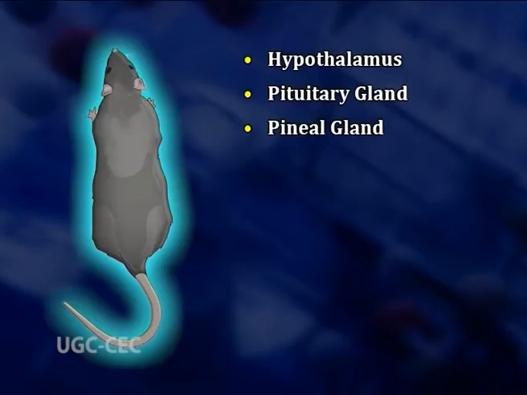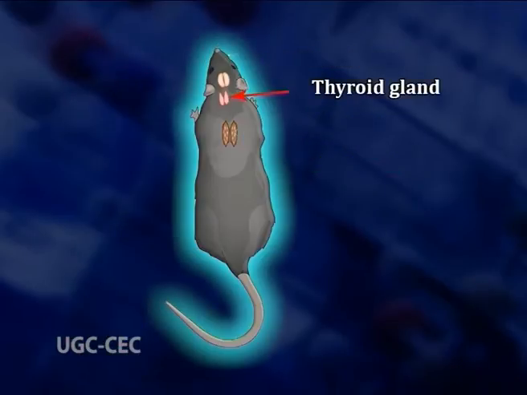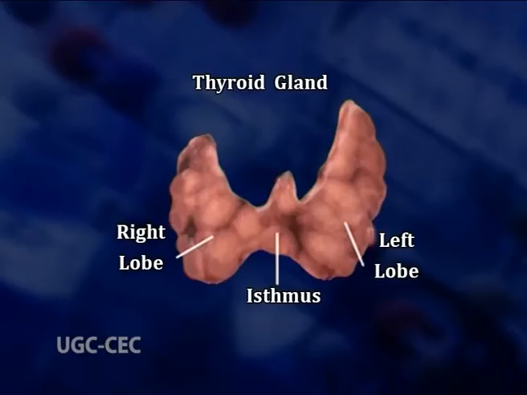Fourth gland is thyroid gland. In the rat, thyroid gland is on the ventral surface of the trachea at its anterior end where it joins the larynx. The thyroid gland has two lobes connected by an isthmus, that is, small connecting stalk, and is in the lower part of the neck just below the larynx.